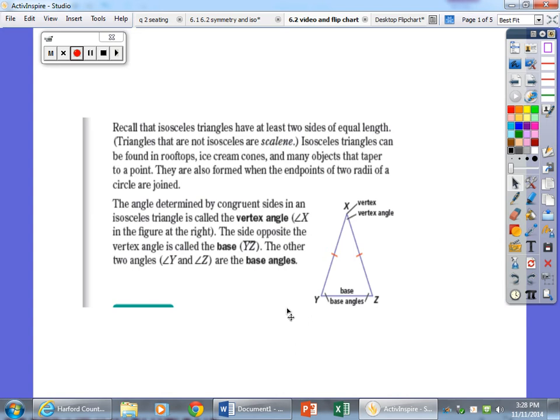Now the base angles are not always going to be on the bottom. You're going to have to look for the congruent sides, and the side that is not congruent is the one that we call the base side, and that would have the base angles. It would be a good idea to put this drawing in your notes and label the congruent sides, the vertex angle, and the base angles.